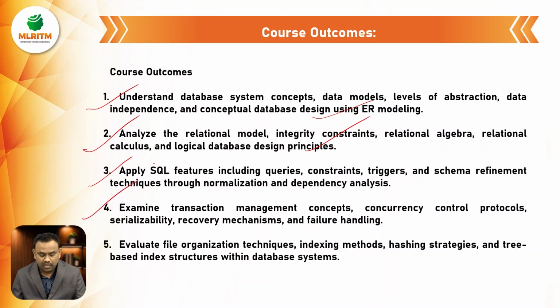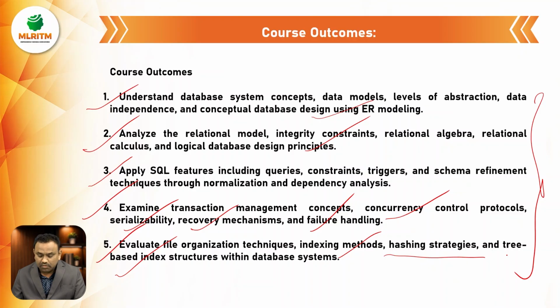Coming to the fourth outcome, it's about transaction management: what a transaction is, concurrency control protocols, serializability, recovery mechanisms, and failure handling. And coming to the fifth one, it's about file organization and indexing. In this, we are going to cover indexing models, hash strategies, tree-based structures, ISAM techniques, etc. All these five are the course outcomes of database management systems.